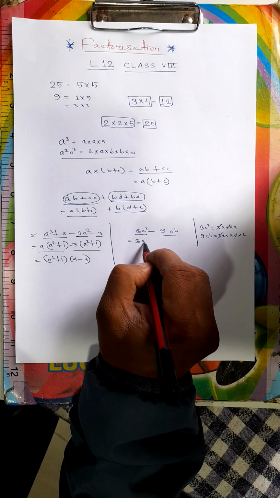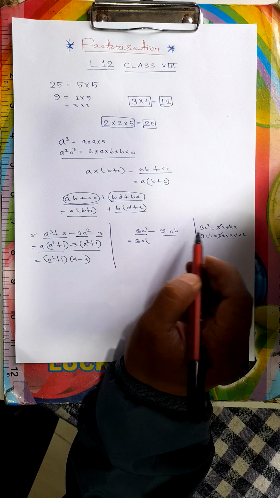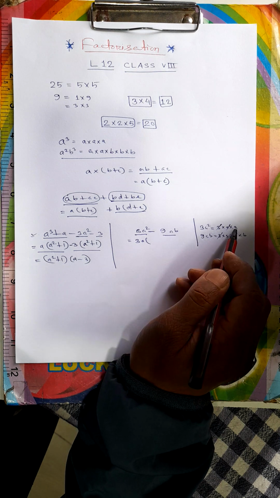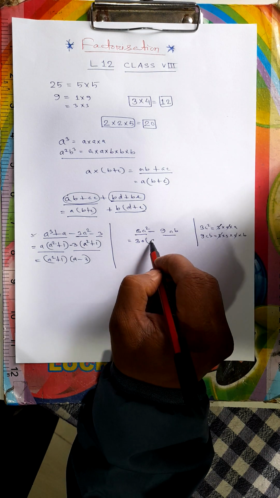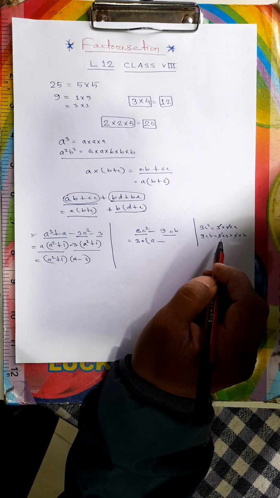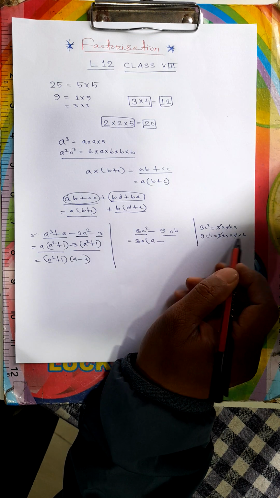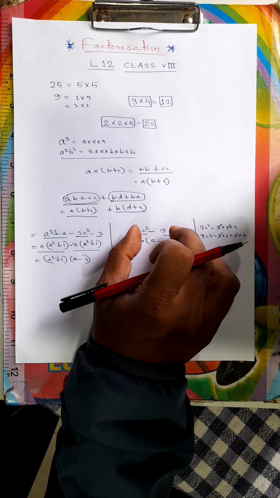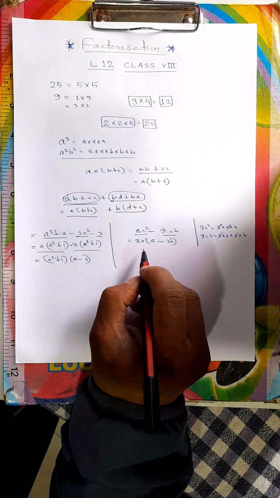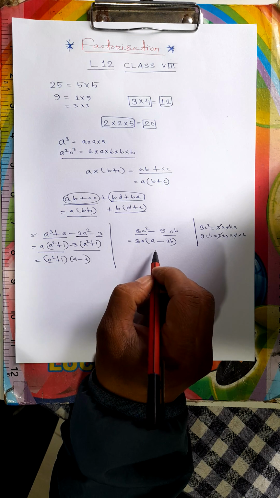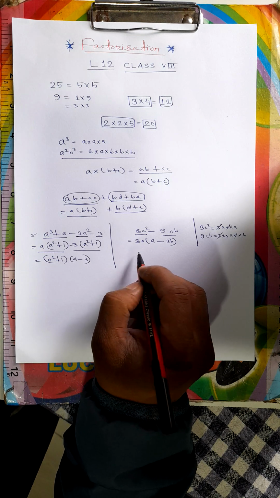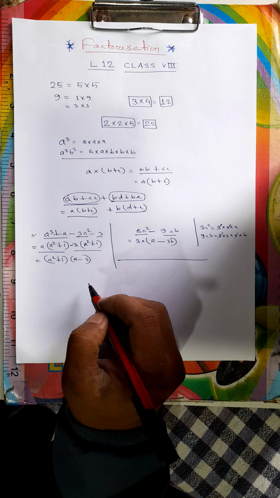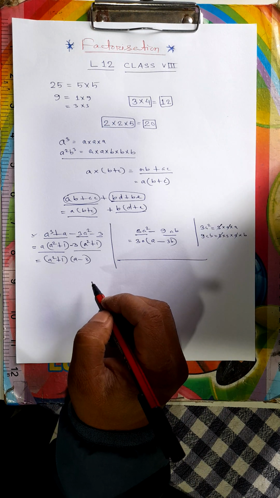So after taking out the common factor, within the bracket what is left out? For the first term a is left out, minus, for the second term what is left out? 3 multiplied by b, 3b. So the factors of this algebraic expression are thrice a multiplied by (a minus 3b), right? Let us consider one more here.